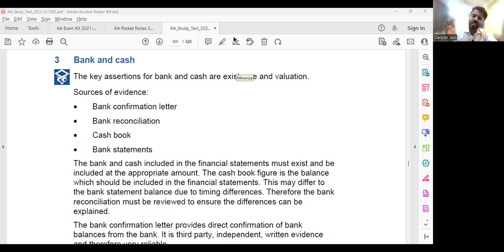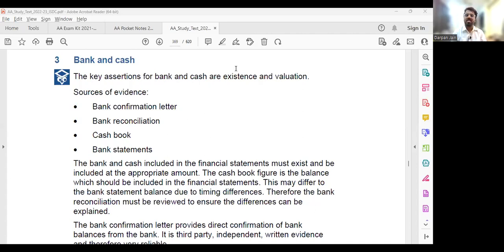What does that bank statement contain? It contains all the transactions that have happened during that period. Correct? All the deposits, all the withdrawals, all the payments that have been made, all the receipts of the amount that have been directly received. All of them will be included in that bank statement. So that bank statement is a source of evidence. The bank confirmation letter that the banker is sending is evidence. BRS is evidence, the bank reconciliation statement.